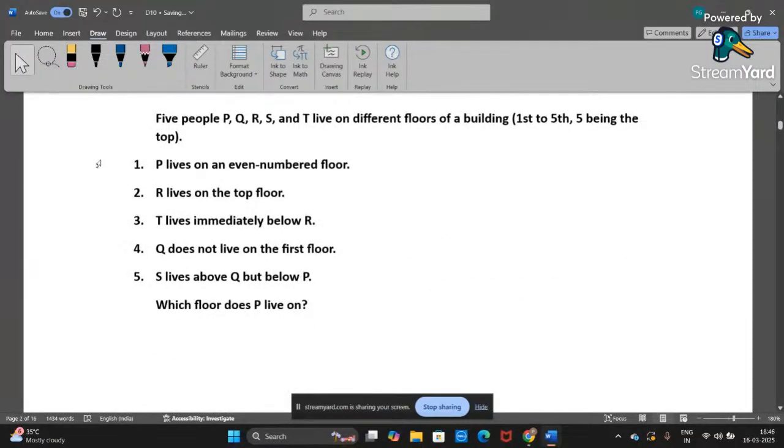Five people P, Q, R, S, and T live on different floors of a building, first to fifth, five being the top. P lives on the second number four. Okay, P is on the second floor.